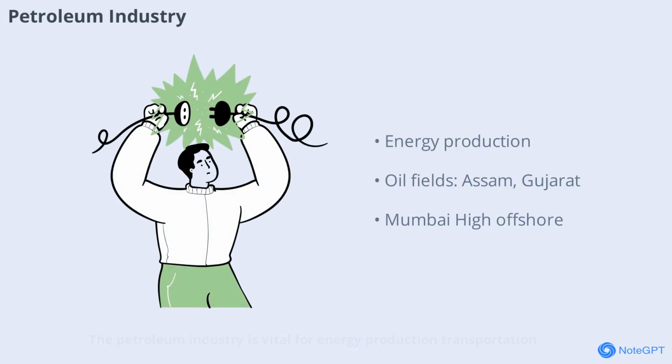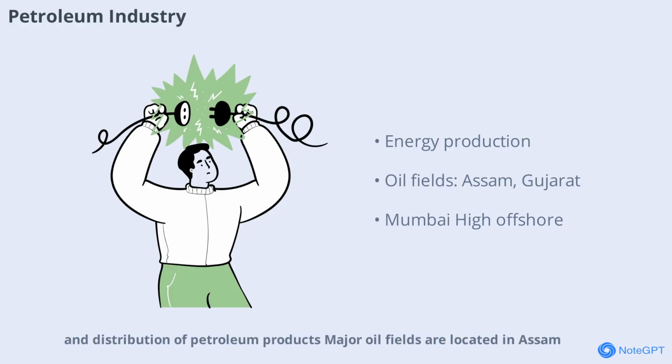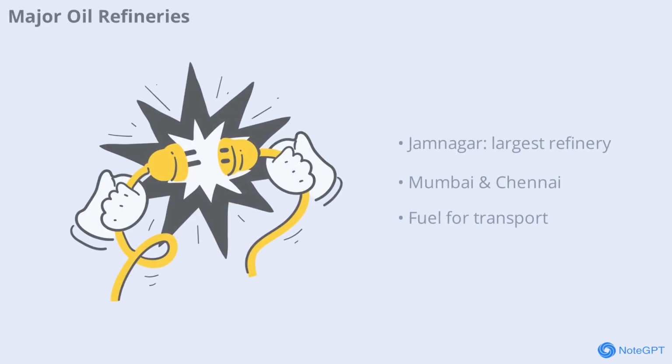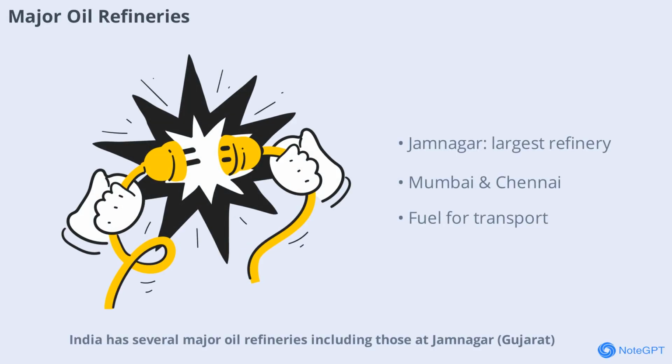The petroleum industry is vital for energy production, transportation, and manufacturing. It includes exploration, extraction, refining, and distribution of petroleum products. Major oil fields are located in Assam, Gujarat, and offshore areas like Mumbai High. India has several major oil refineries, including those at Jamnagar, Gujarat, Mumbai, and Chennai. These refineries process crude oil into products like petrol, diesel, and LPG, which are essential for transportation and industry.